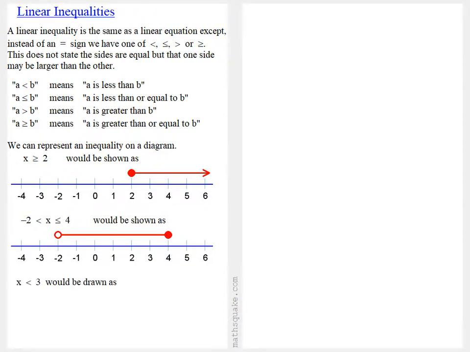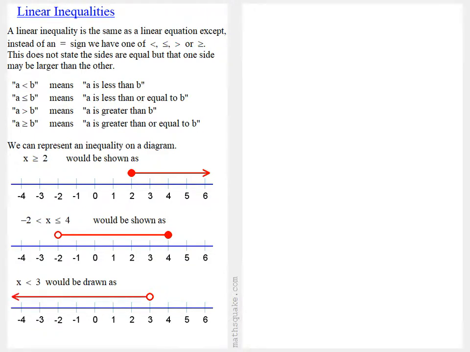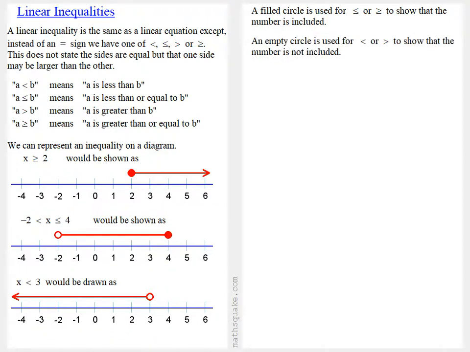If we had the inequality x is less than 3, we would draw an unfilled circle above the 3 on the number line, and then draw an arrow to the left to represent all the numbers less than 3. So, a filled circle is used for less than or equal to, or greater than or equal to, to show that the number is included. An empty circle is used for less than, or for greater than, to show that the number is not included.